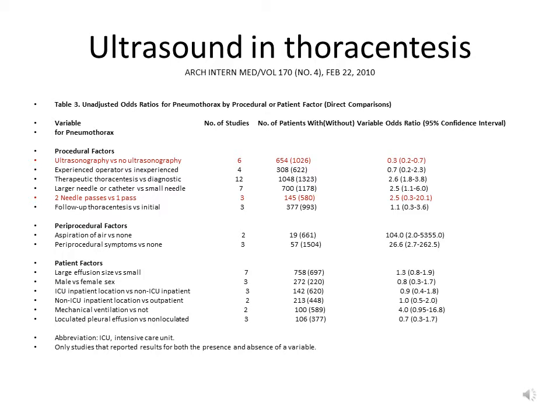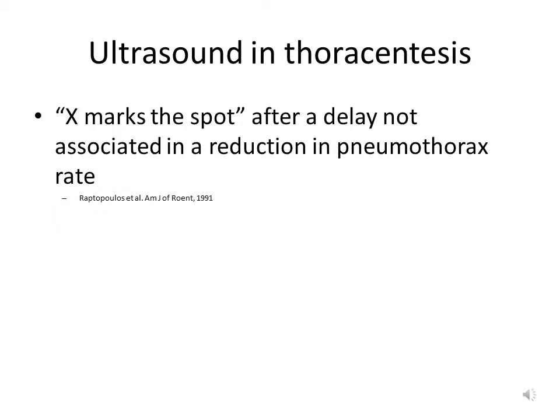So in 2010, we have a meta-analysis of approximately 25 papers looking at using ultrasound in thoracentesis, and we can see the factor which was most associated with a decreased rate of pneumothorax was ultrasound. Also, a couple of other factors in thoracentesis. So there is this phenomenon of sending the patient down to radiology, having someone mark the spot, then doing the thoracentesis after they come back up to their bed. This paper in 1991 actually showed that that did not decrease the rate of pneumothorax in thoracentesis, and actually there have been other papers that have shown this.